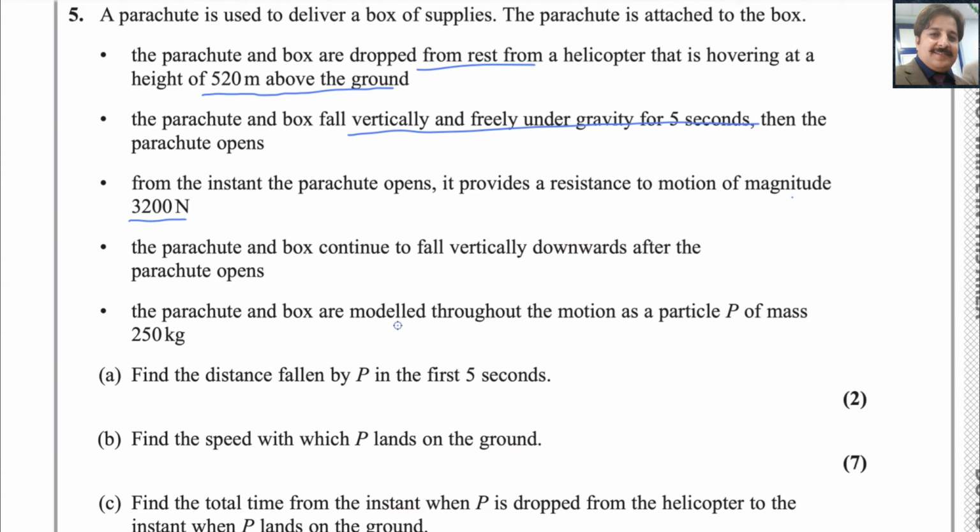The parachute and box are modeled throughout the motion as particle P of mass 250 kg. Find the distance fallen by P in the first 5 seconds. Actually, in this question, there are two types of motion. For the first 5 seconds, the motion is under gravity. Then it faces the resistance of 3200 Newton.